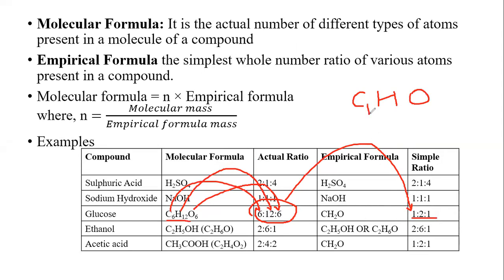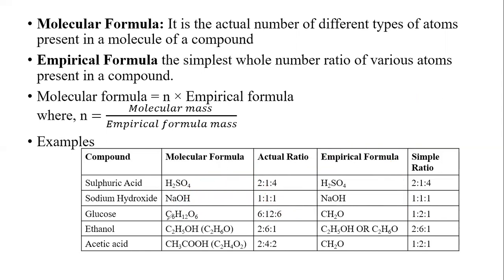So carbon is 1, hydrogen is 2 and oxygen is 1. Rearranging, we will get the empirical formula containing the simplest ratio as CH2O. So the molecular formula of glucose contains the actual number of atoms, but the empirical formula of glucose gives the simplest ratio of the atoms.